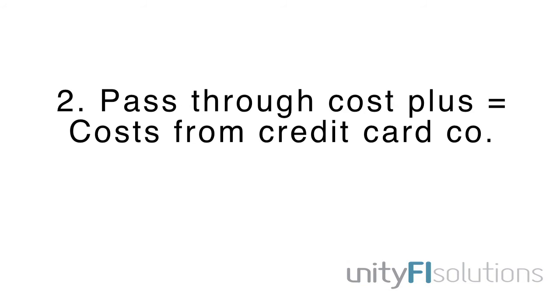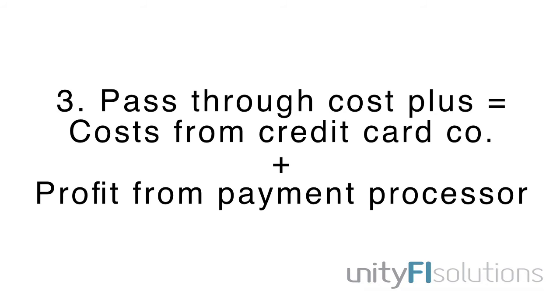And thirdly is the pass-through cost plus model, which includes all the costs, interchange, and all the other fees I talked about passed on by Visa, MasterCard, plus a profit from your payment processing partner. This can be just a percentage plus or a transaction fee as well. We recommend discussing these billing methods with your payment processing partner. At Unity FI Solutions, we work with our clients to determine the method that makes the most sense for their business. This concludes our tutorial on understanding credit card fees.